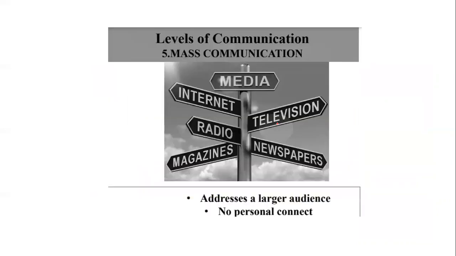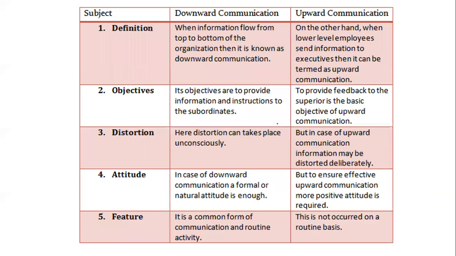Then we have mass communication, where you just require internet, media, television, radio, newspaper, magazines in order to address a larger audience, and there is no personal connect. Right now, YouTube is one example of mass communication. Then we have downward and upward communication. Questions are seen on this.